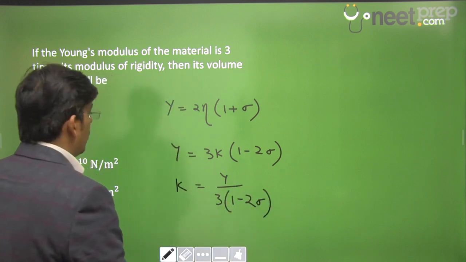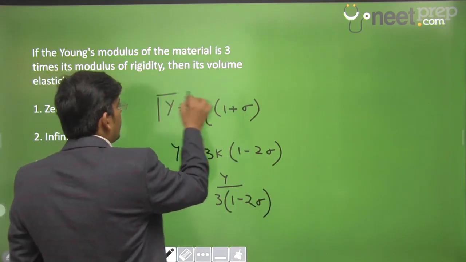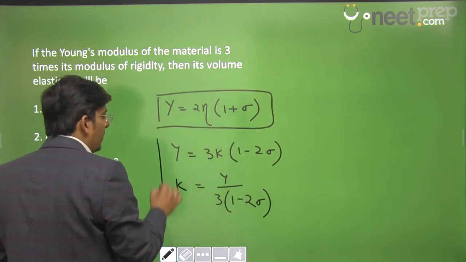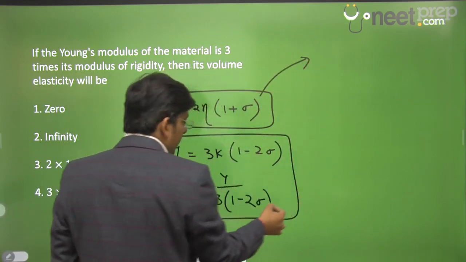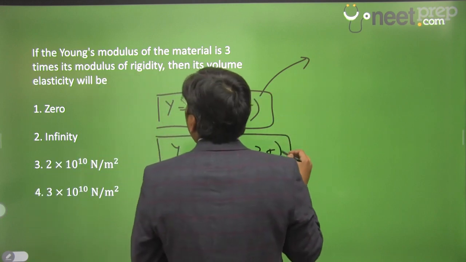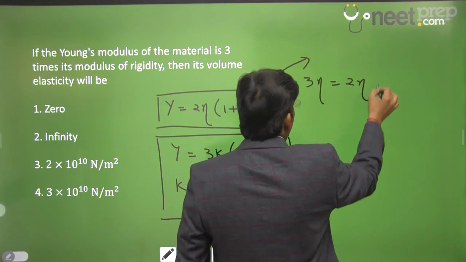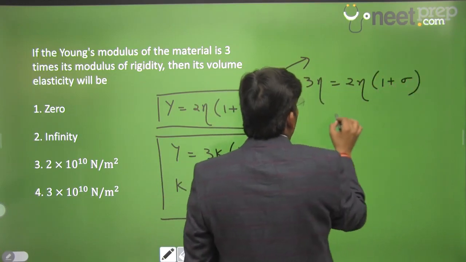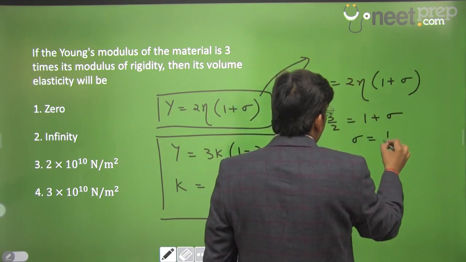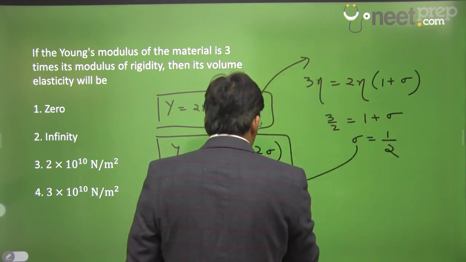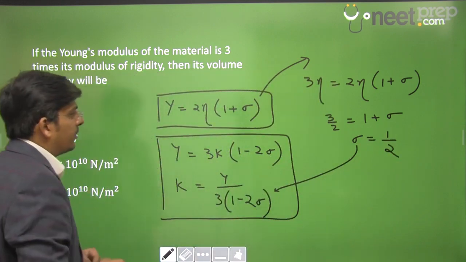Okay. Now we need to calculate the value of Poisson's ratio. So let us use this formula first. Okay, this is another formula, right? Let us use this formula to calculate the value of Poisson's ratio, then we will replace the value of Poisson's ratio here. Young's modulus is 3 times modulus of rigidity, so this is 3 eta equals 2 eta into 1 plus sigma, right? 3 by 2 is 1 plus sigma. We get Poisson's ratio as 1 by 2. Now replace the Poisson's ratio, obviously the denominator becomes 0. So bulk modulus is going to be infinity, dear students, right?